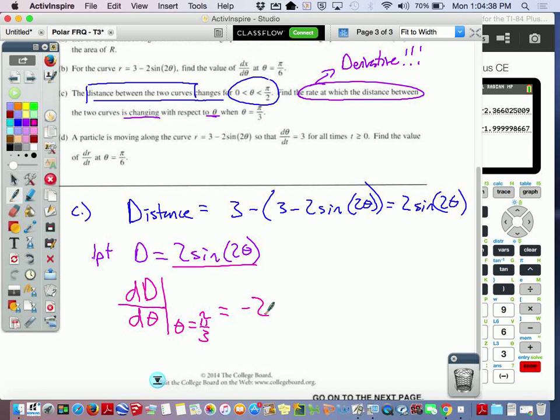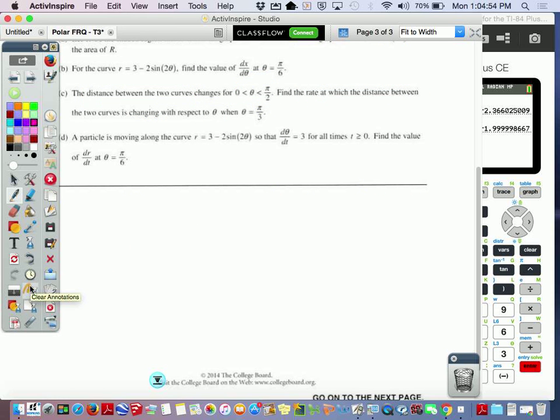So 1 point for the equation for distance, finding the derivative using the calculator, that would be a second point for this problem. So we're at 7 points from our first 3 questions. We have 2 more points to get in this last part, question D.